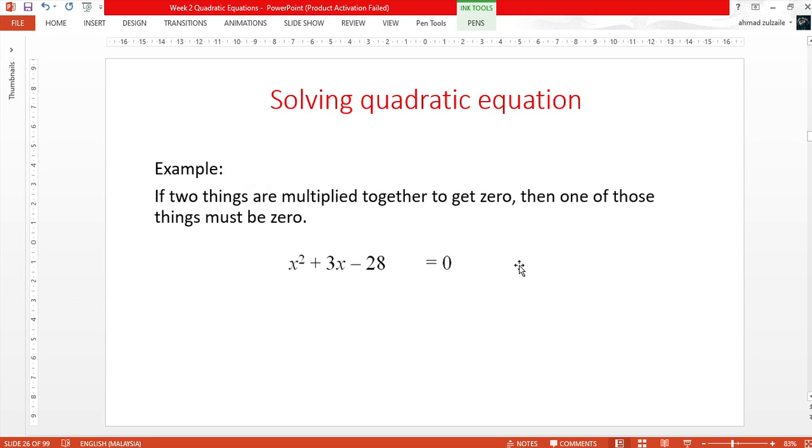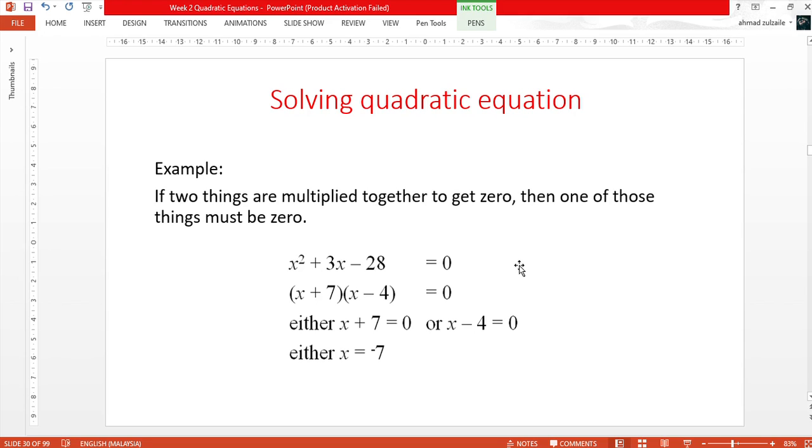Okay, what does it mean? Let's say you have an equation of x squared plus 3x minus 28 equal to 0. And you know that you can press your calculator, mode EQN, then you have a factor like this. Okay? So what you can do here is equate each of them to 0. That will be x plus 7 equal to 0, or x minus 4 equal to 0.